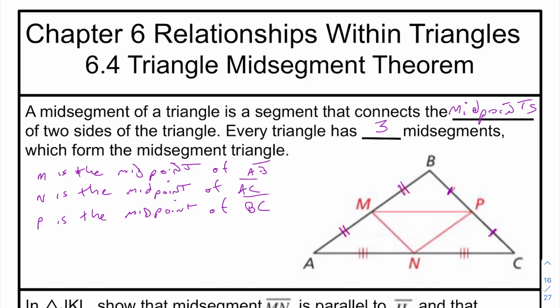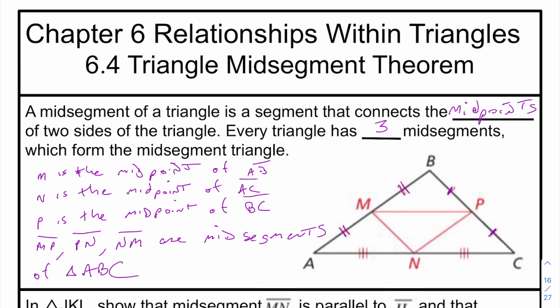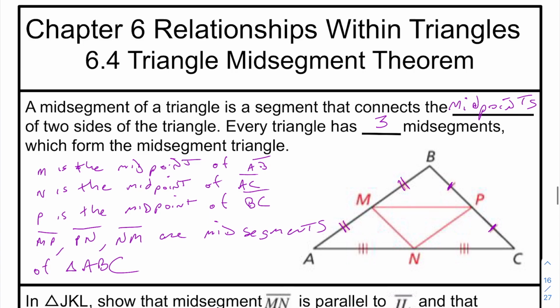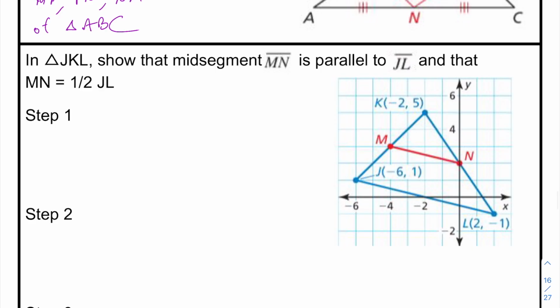Since that is all true, MP, PN, and NM are midsegments of triangle ABC. So we know they're midsegments. Well, let's look at what midsegments are to help us see how that helps us use them when we're dealing with triangles.